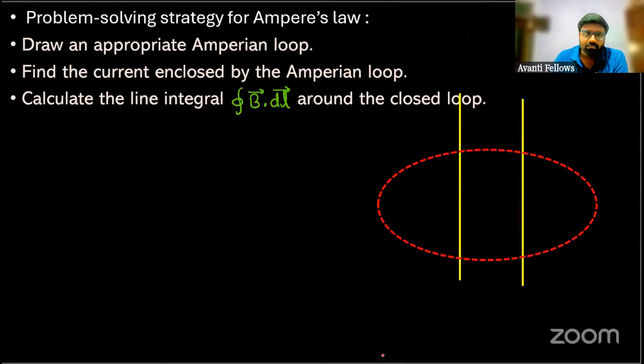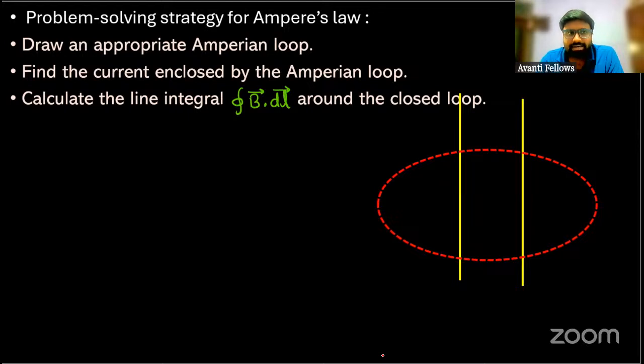Now, देखो, what is the problem solving strategy for Ampere's law? So first of all, you need to draw an appropriate Amperian loop. Appropriate Amperian loop का मतलब क्या हुआ? Any arbitrary shape is not okay. ठीक है. Either you have to make a circle or you have to make a rectangle. तो both इन दोनों में ही काम हो जाता है. ठीक है. When you consider a circle or a rectangle.